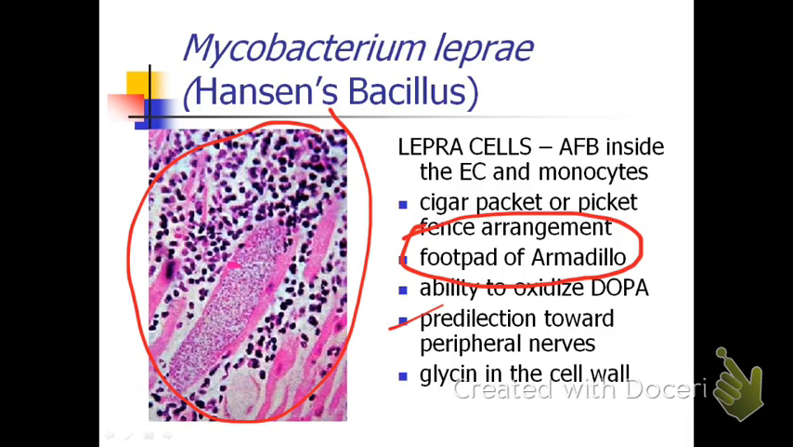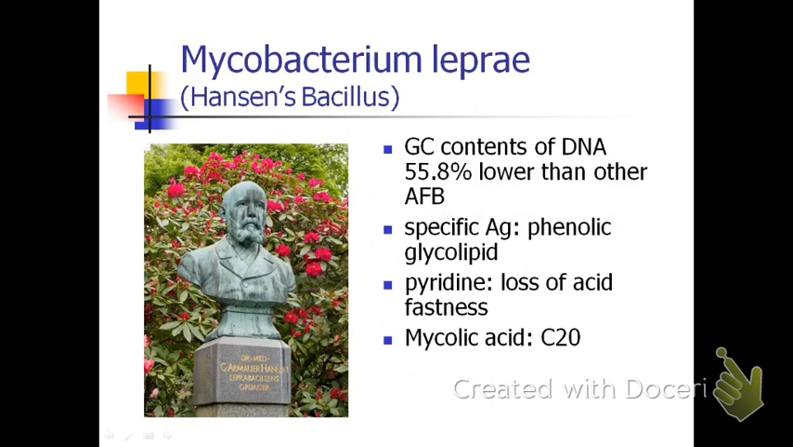Mycobacterium leprae would have glycine in the cell wall. So it would have a different mycolic acid, not like the mycolic acid of Mycobacterium tuberculosis. The GC content of DNA is 55.8%, lower than other AFB. GC refers to the nucleotide bases in the DNA. And then the specific antigen is the phenolic glycolipid. The pyridine could lose acid fastness, and the mycolic acid is classified as C20.